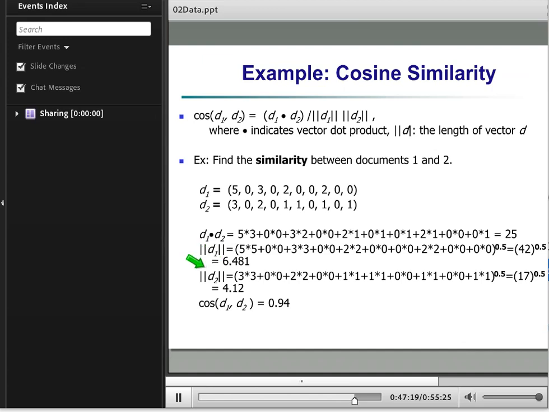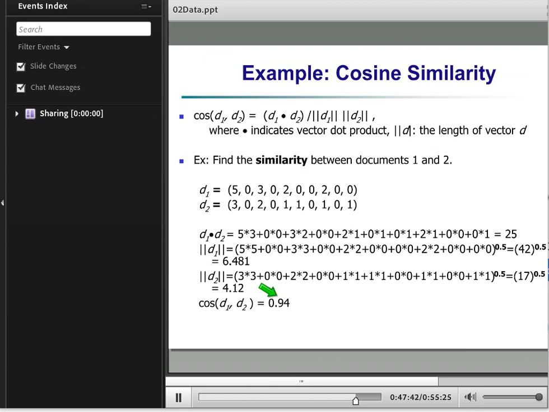We can do this for D2. The result is 4.12. And now, if I replace these values into the cosine similarity formula, I will receive the value 0.94.